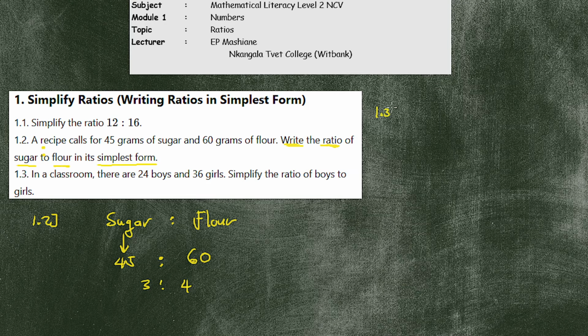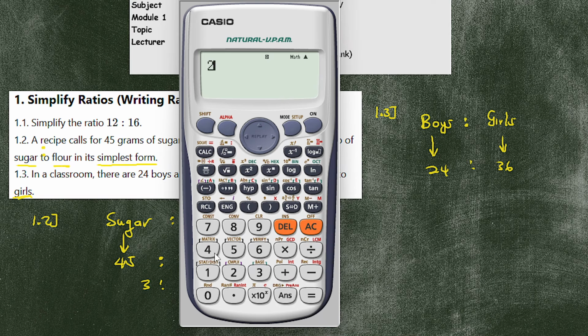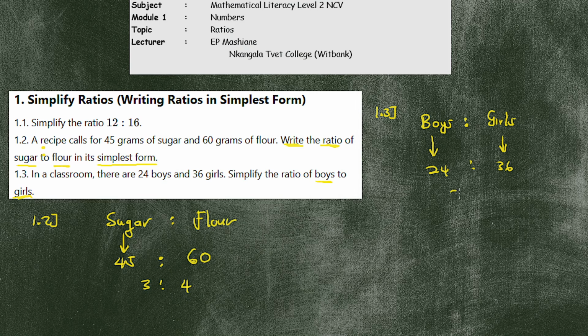Then for 1.3, in a classroom there are 24 boys and 36 girls. Simplify the ratio of boys to girls. They want us to write down the ratio between boys and girls. How many boys do we have in class? 24. How many girls do we have? 36. You take your calculator and write this as 24 divided by 36. So the simplified ratio is 2 to 3.